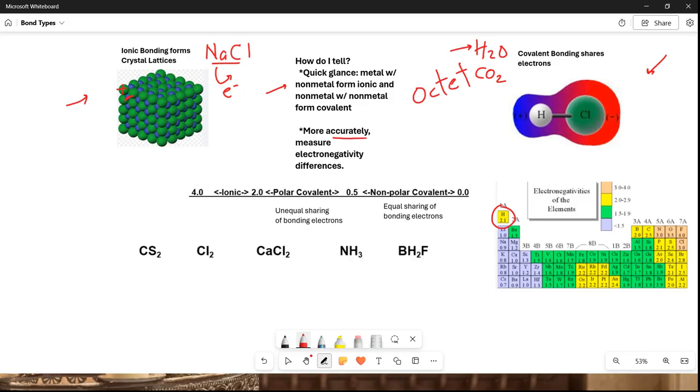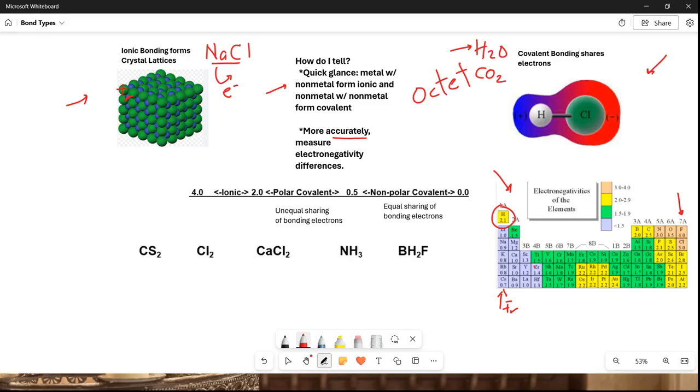Now, a more accurate way of determining the bond type is to find the electronegativity differences. This chart you can find in the chapter on bonding, or maybe in the back in the index. This periodic table lists the electronegativities of all the atoms. Fluorine has the highest electronegativity at 4.0, and francium, which is below the cesium, is going to have the lowest. Cesium is 0.7, so francium is 0.7 or lower.